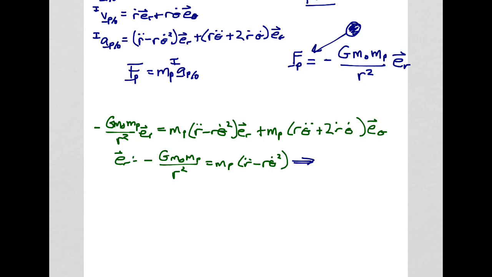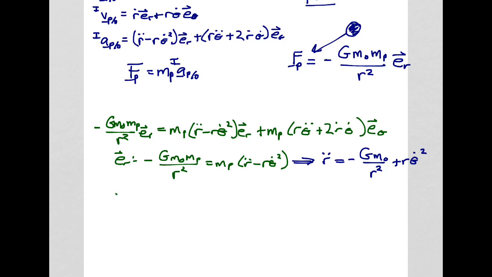And that gives us one of our equations of motion. r double dot is equal to negative g m_O r squared plus r theta dot squared.